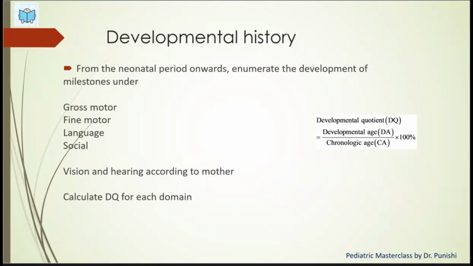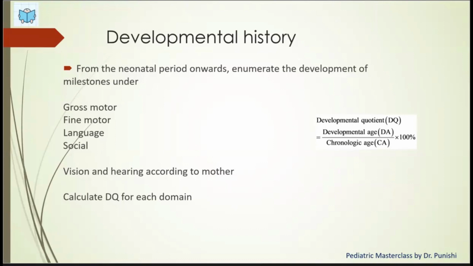Okay, so then how do you calculate the developmental quotient? Developmental quotient is the developmental age upon the chronological age into 100. So let's say the child is 1.5 years old and has just started rolling over. So probably the age is about 6 months. So developmental age in this case would be 6 months. Chronological age would be 1.5 years old, that is 18 months, into 100. So that is going to be your developmental quotient for the gross motor aspect.